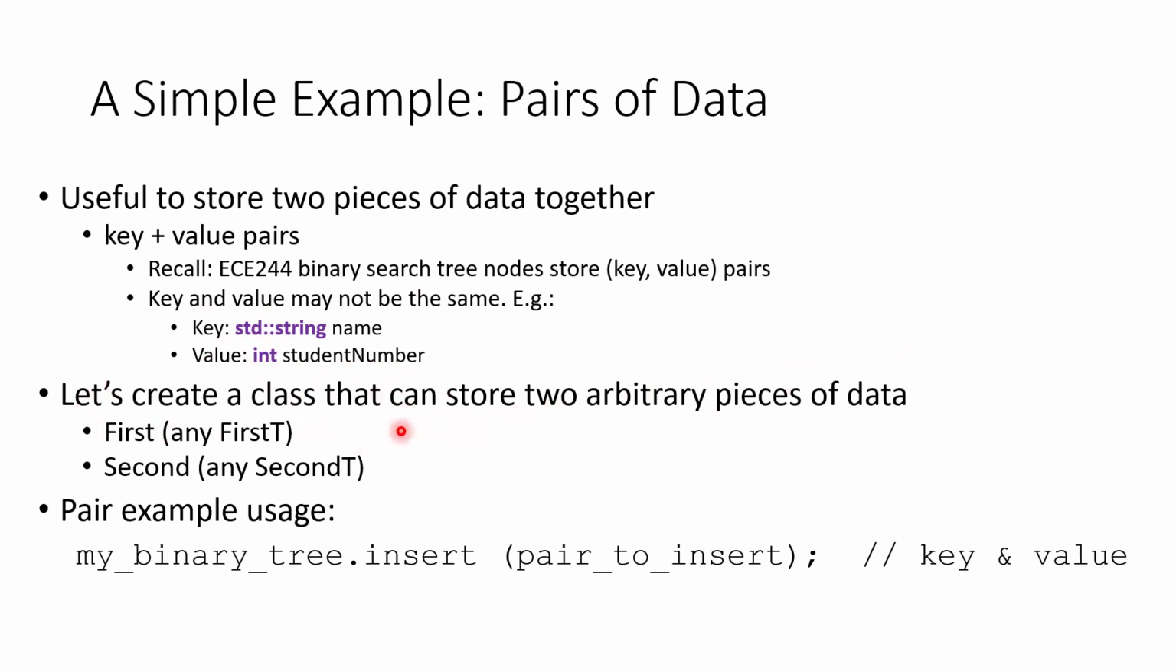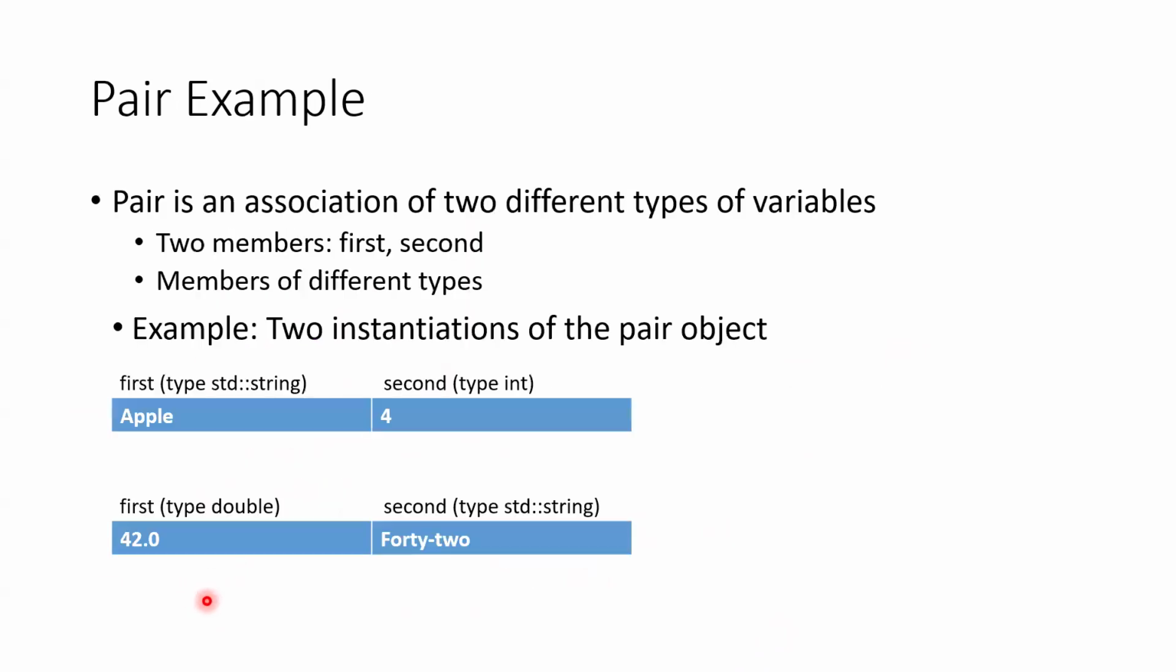So let's write a pair class that can store two arbitrary pieces of data together of any first type or second type, and which can be used to insert into a binary search tree. So what we want is two members, first, second, and we can instantiate with different types of the first and second.